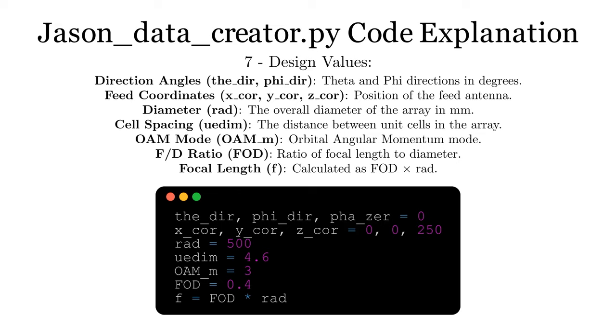Diameter, rad, the overall diameter of the array in millimeters. Cell spacing, wadm, the distance between unit cells in the array. OAM mode, OAM_m, the orbital angular momentum mode, set as an example. F/D ratio, FOD, the ratio of focal length to diameter. Focal length, F, calculated as FOD multiplied by rad.